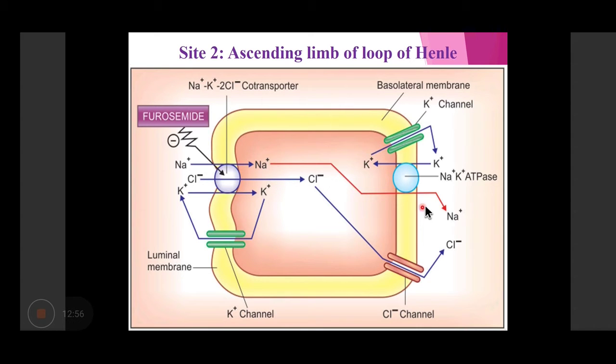Then in the basolateral membrane, there is a sodium potassium ATPase pump, which we all know extrudes sodium into the ECF and takes in potassium in exchange. So that is the fate of sodium in the ascending limb of loop of Henle. Very simple. All of you, I want you to remember that this is the transporter which is there in the ascending limb of loop of Henle.